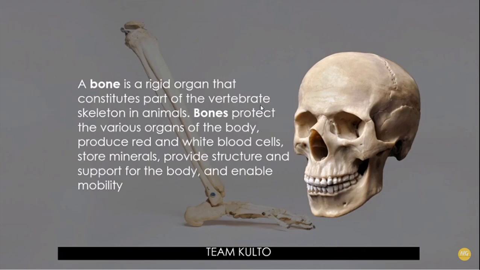What is a bone? A bone is a rigid organ that forms part of the vertebrate skeleton in animals. Bones protect the various organs of the body. They also produce red and white blood cells, store minerals, provide structure and support for the body, and enable mobility.